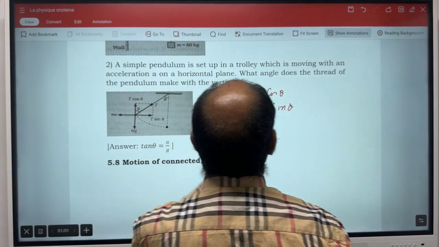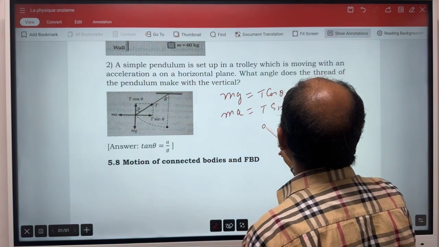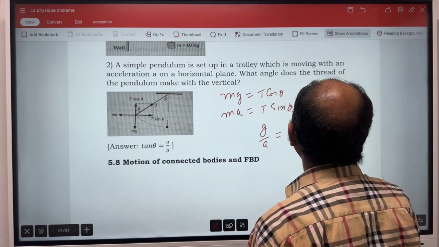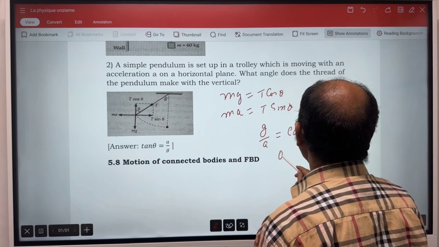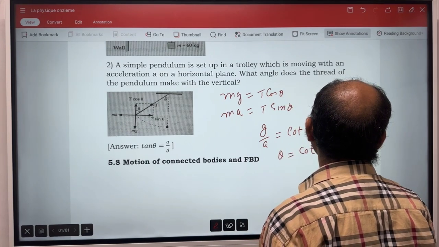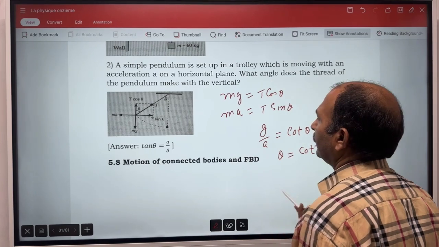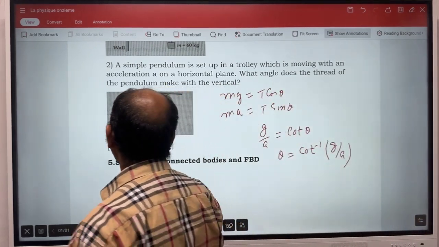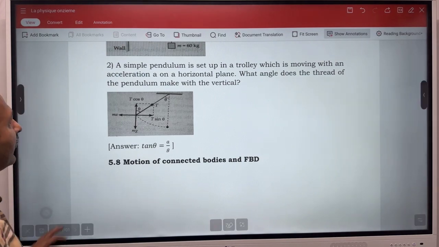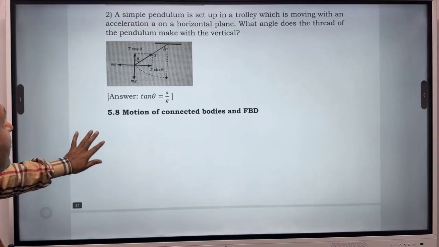So if you divide, what do you get? g upon a equal to cot theta. So if you need theta, theta equals cot inverse g upon a. You can also write it in terms of tan, it will be a upon g. So this is a simple concept.